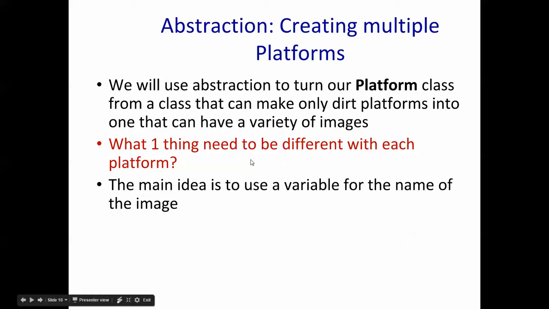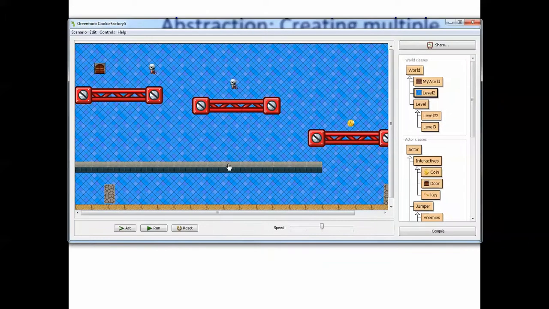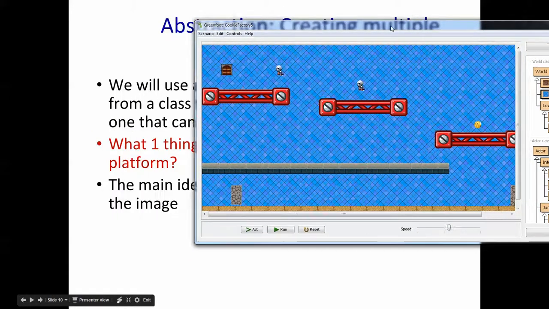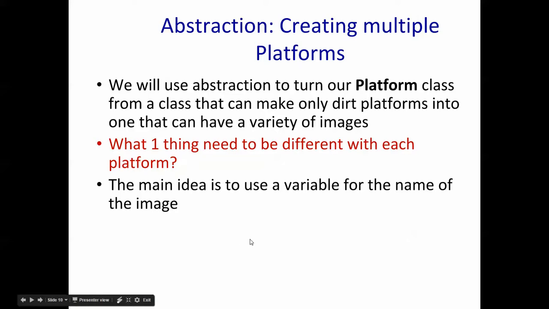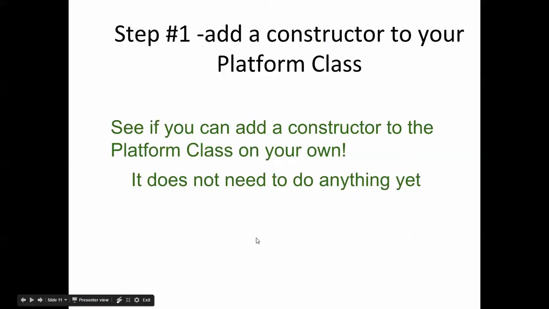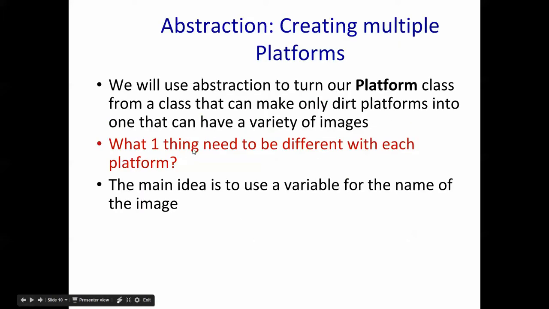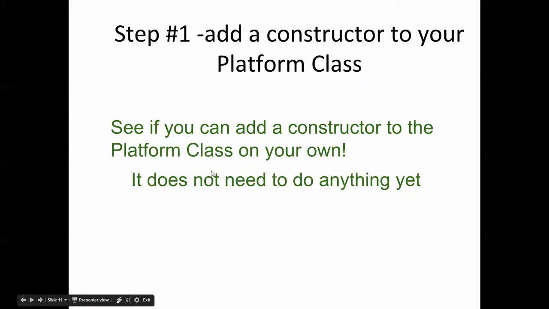Okay, so what one thing needs to be different with each platform? So, for example, here is the metal platform and here is my dirt platform. What is different about them? This is simple because they don't really do much. They just kind of sit there. So this is easier than what we've done in the past. Okay, so what we need is a different image. The answer to this question is, what do they need? A different image. So what do we have to do?